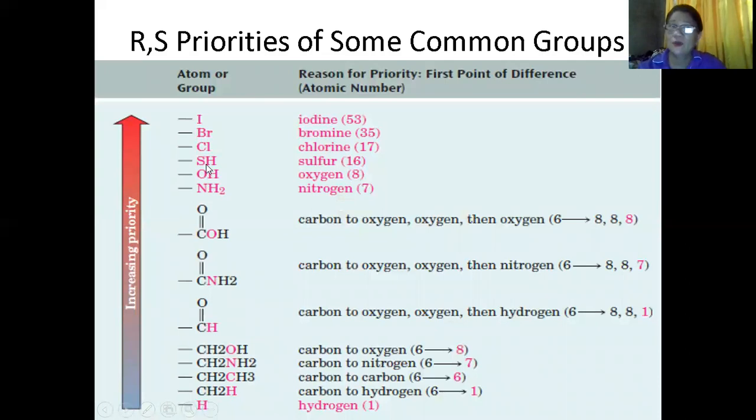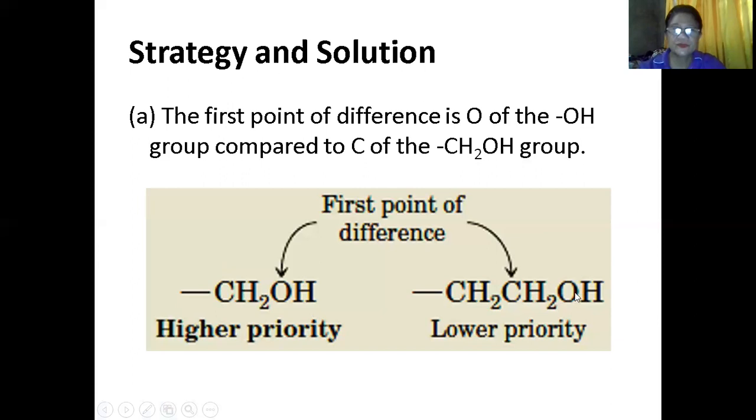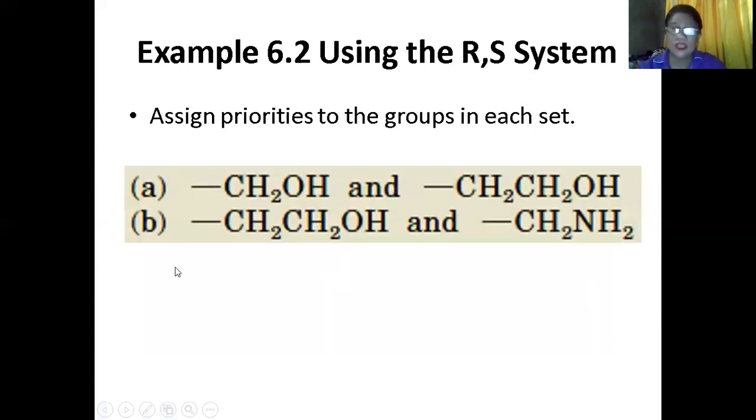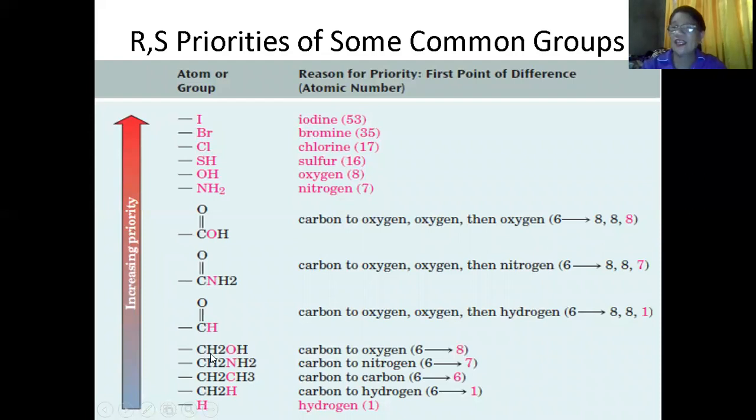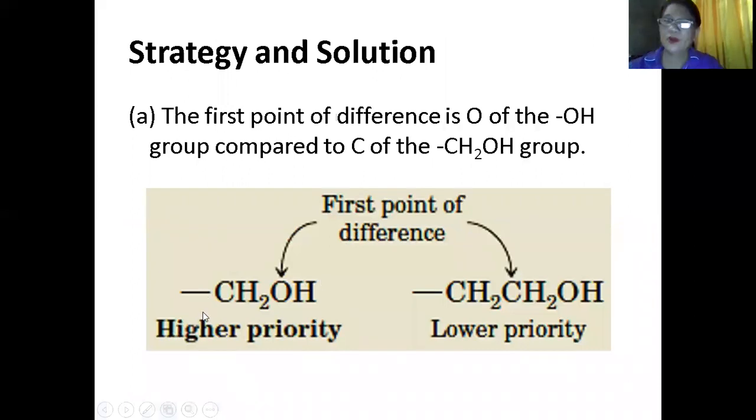It is at 1, 2, 3, 4, the fifth. While here, this is now the CH2OH. What priority is that CH2? It is at 6 to 8. While that OH here is on top. This one is at 6 to 8. Therefore, this one has a higher priority compared with the CH2OH here. Did you get it? Okay.